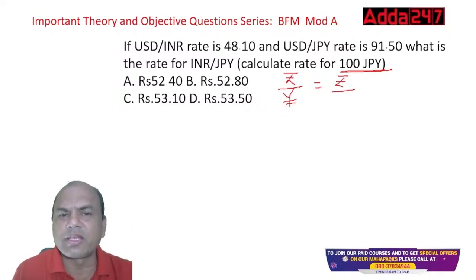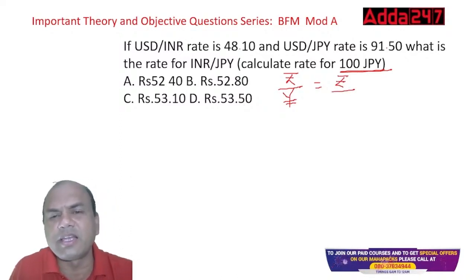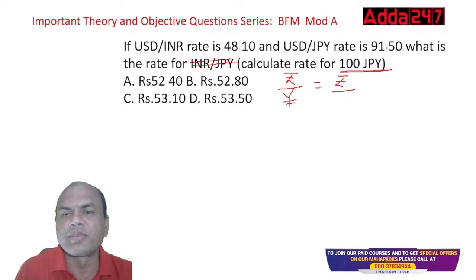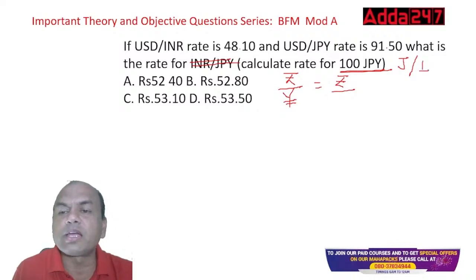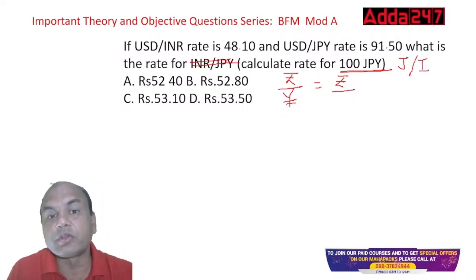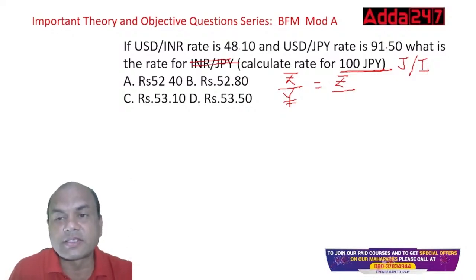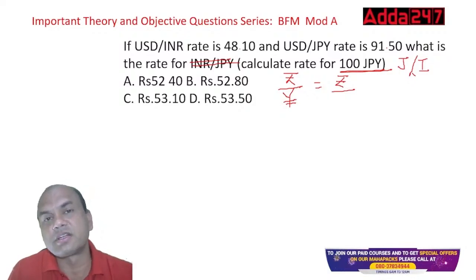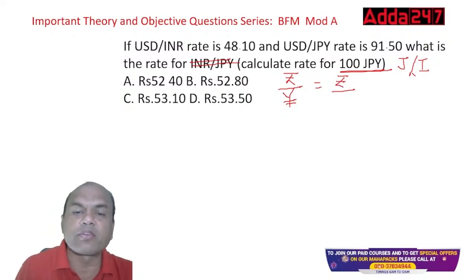Because India never follows this indirect rate system. Let me make the change, because you should get JPY to INR. We never follow the indirect rate system. We follow the direct rate system. What is the direct rate system? In the direct rate system, rupee is always moving and the other currency is constant. So India follows that system. So JPY to INR, I'll write it simply.